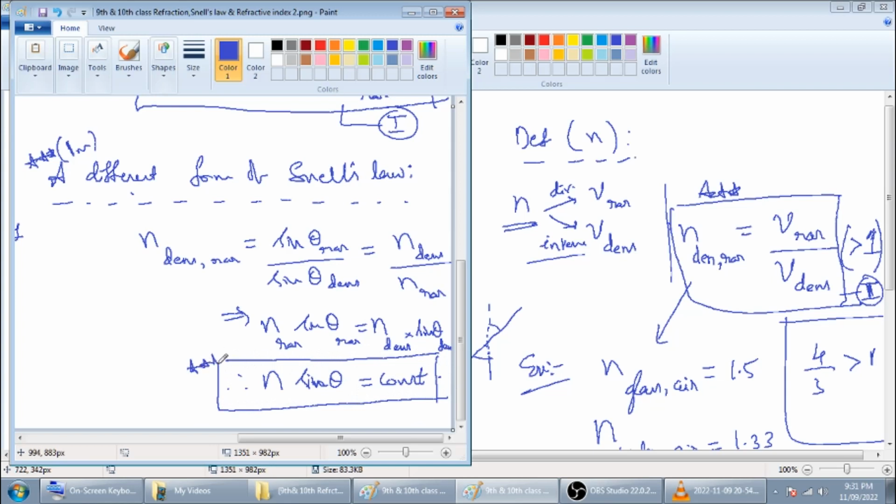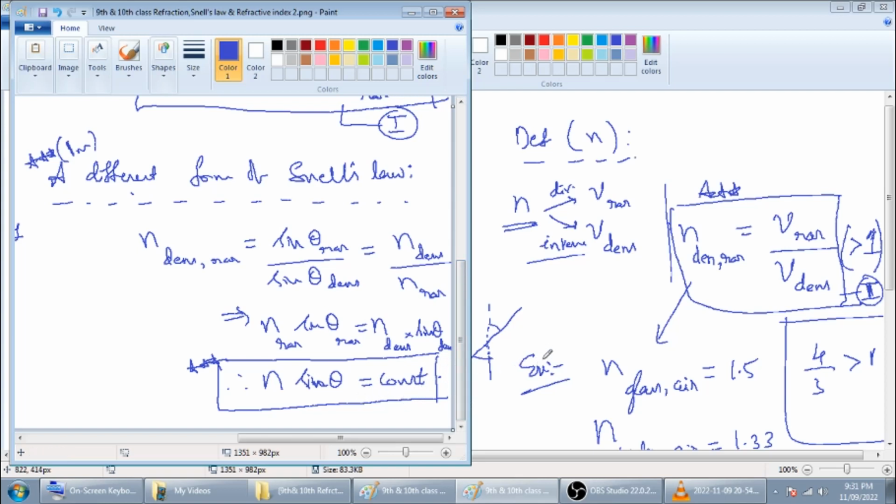Now the final form is a very, very important form. Whenever a light ray passes from one transparent medium into another transparent medium, though n is changing and theta is changing, the product of n and sine theta will always remain the same. Now based on this, a very important consequence comes. What is that important consequence?